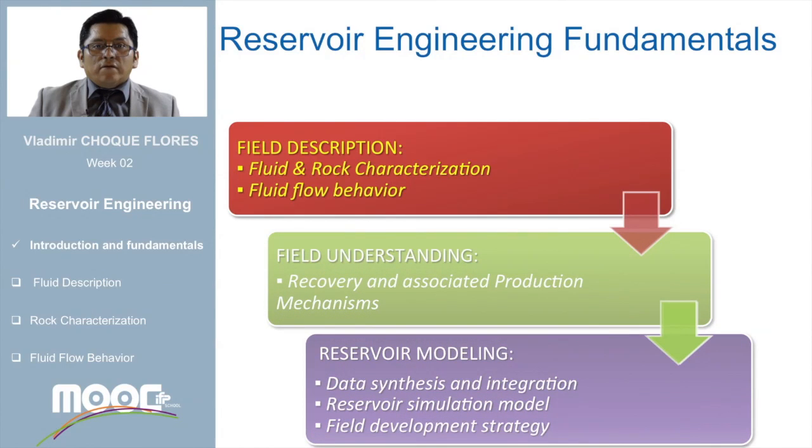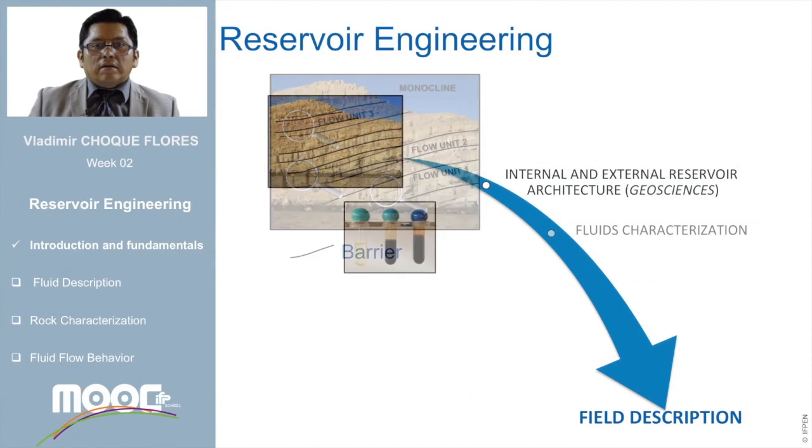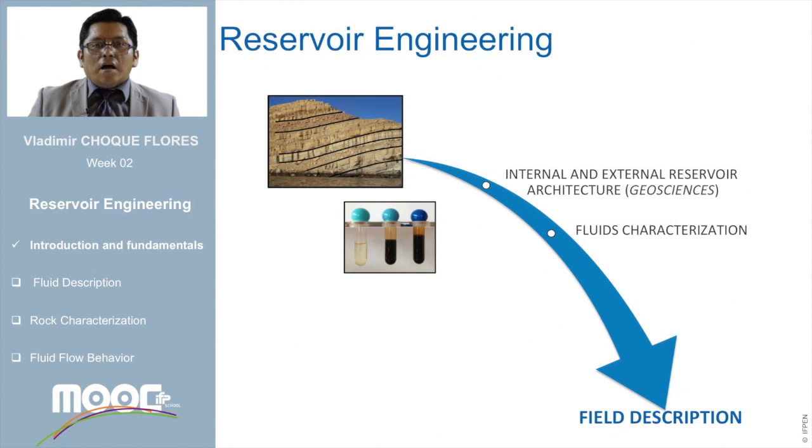Let us now focus on the field description part, which will cover fluid and rock characterization and fluid flow behavior. In order to describe the field, reservoir engineers begin by working with geoscientists in order to define the internal and external reservoir architecture, identifying unit flow and barriers. Afterward, the fluid must be characterized, defining its composition and type of fluid in reservoir conditions, answering questions such as, is it an oil? Is it a gas? A proper characterization of the behavior of the fluid will be obtained as a function of pressure and temperature.